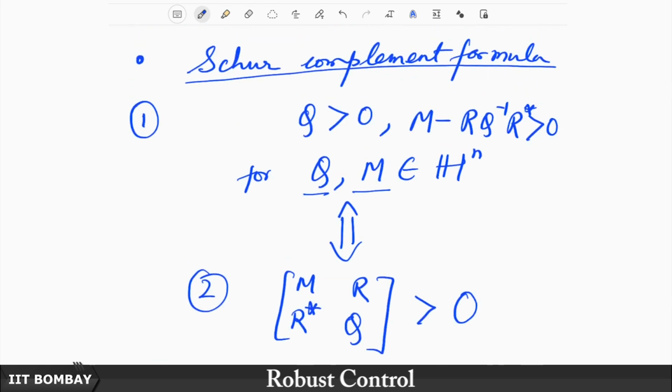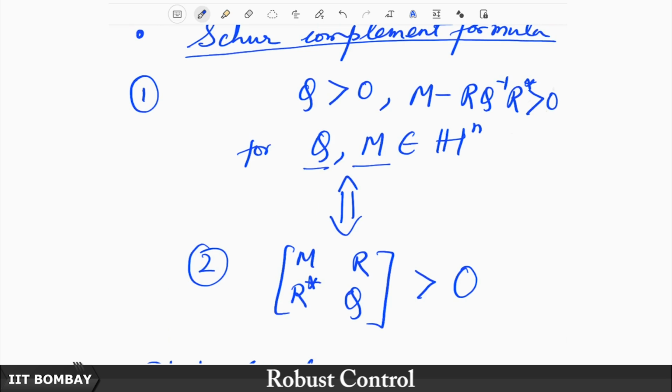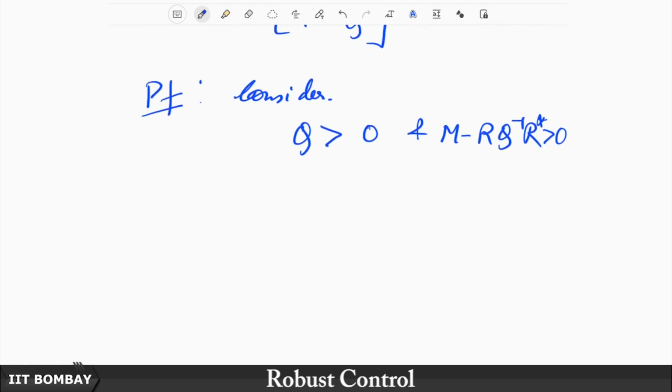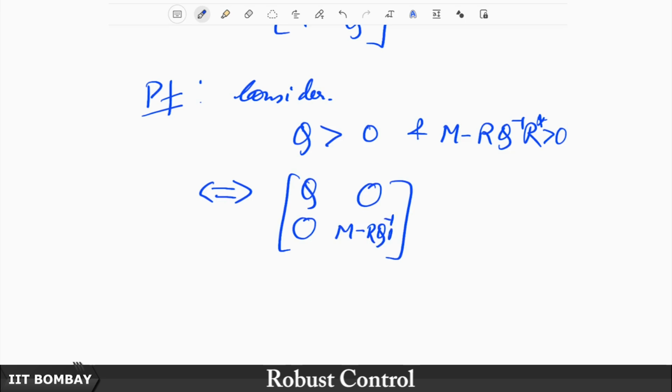otherwise it does not make sense, because R is not a symmetric matrix or a Hermitian matrix, right. So, the only way that this entire term is going to be also Hermitian, after all if you are saying it is positive definite, it has to be Hermitian, is if this is R Hermitian. Okay. All right, good. So, now this is equivalent to saying that I can pack up this matrix and write it as Q and pad this with the 0 blocks and say M minus R Q inverse R star is positive definite, right.